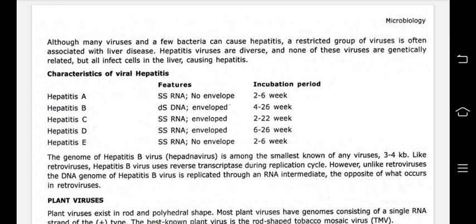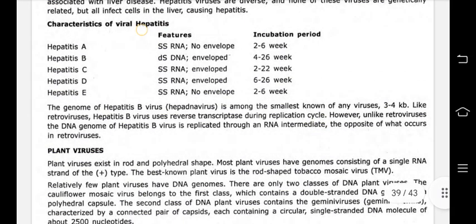The genome of hepatitis B virus is among the smallest known of all viruses. Like retroviruses, hepatitis B virus uses reverse transcriptase in its replication cycle. However, unlike retroviruses, the DNA genome of hepatitis B virus is replicated through an RNA intermediate, the opposite of what occurs in retroviruses.